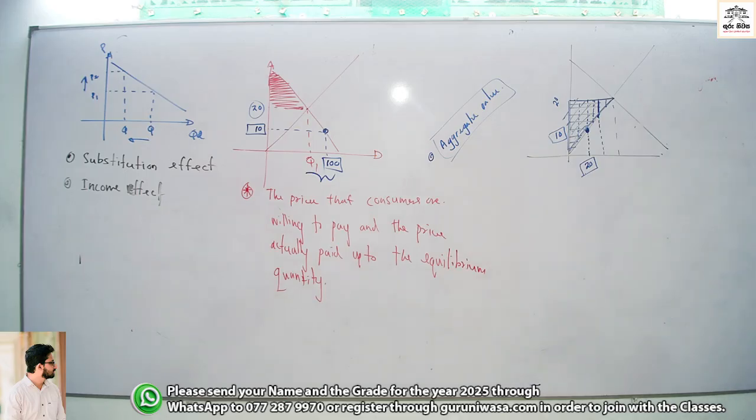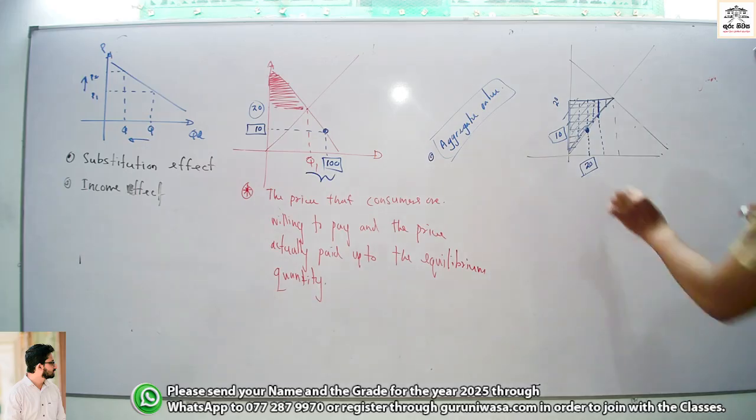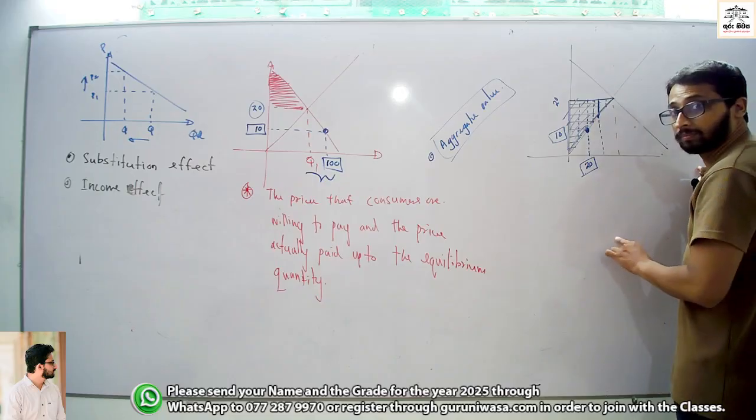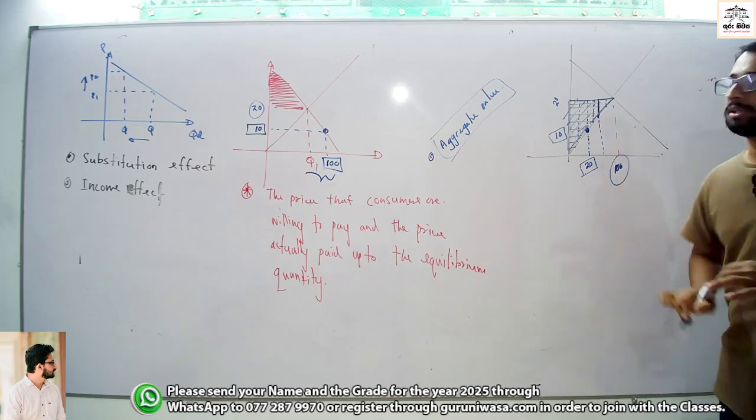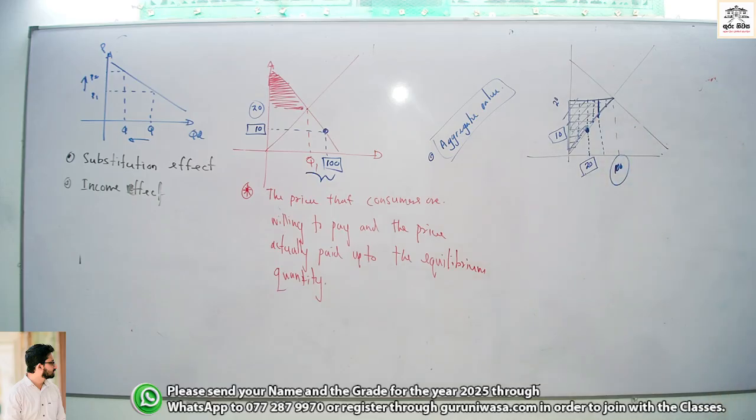Clear? We consider the benefits of producers at all points, up to the equilibrium quantity. That's the most important one. How does this benefit come? Producers expect less, but they receive a higher price. Okay, so you can define producer surplus.